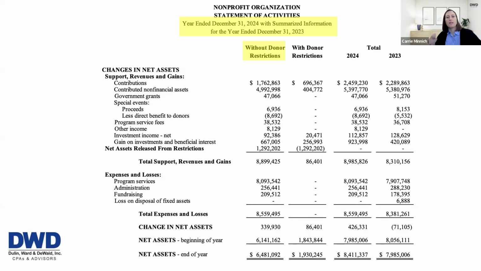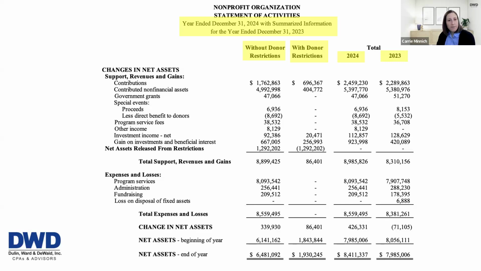We have 3 columns for 2024. The first is without donor restrictions. So again, what we just talked about, money coming in that can be used for whatever we want to. Next, with donor restrictions. That is the column that shows money coming in that has to be spent for a specific purpose per the donor's request. And then we have 2024, which is the total of these two. And this statement also shows a comparable of 2023. So when you're looking at 2024, you have something to compare it to.